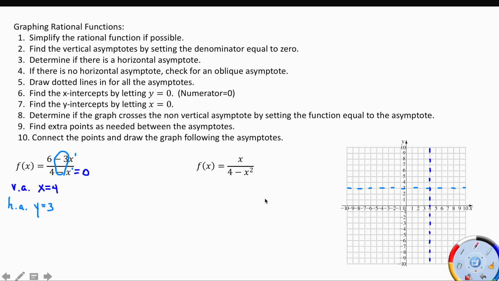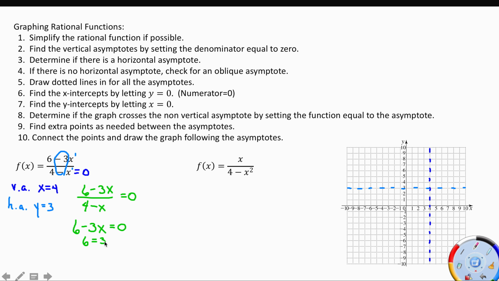Points I always want on my graph are x and y intercepts. Remember, the x-intercept means let y equal 0. In the case of a fraction, for a fraction to equal 0, the only part I'm really interested in is that numerator. The denominator of a fraction cannot be 0. To make a fraction equal 0, the numerator needs to equal 0. So really, this is the equation I'm trying to solve.